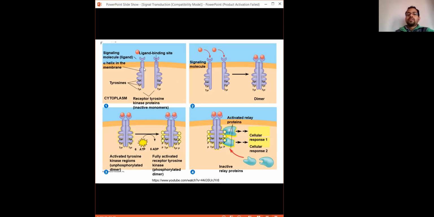Now you can see in this diagram, the top one, that is number 1, the receptor tyrosine kinase looks like this.